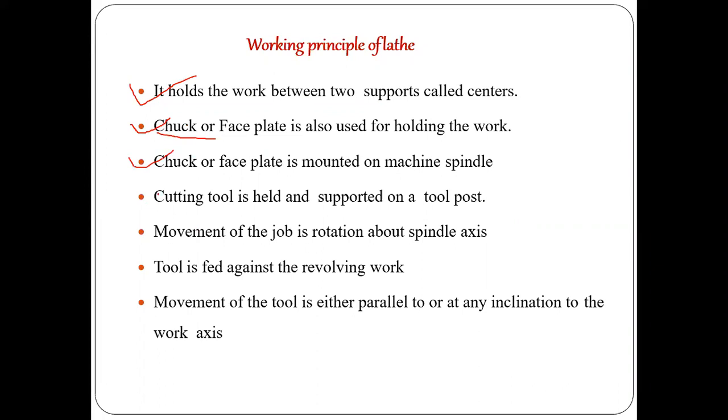The cutting tool is held and supported on the tool post. We have already seen this previously, right? The carriage is there in between the tailstock and headstock, and the carriage carries the tool post. On the tool post we have the tool. So the cutting tool is held and supported on the tool post.